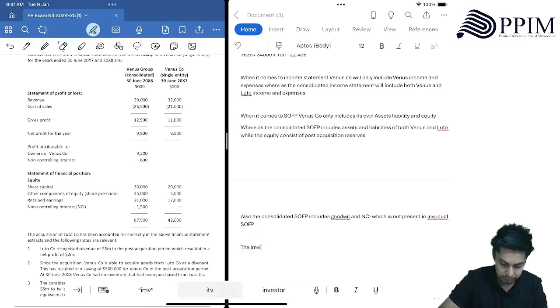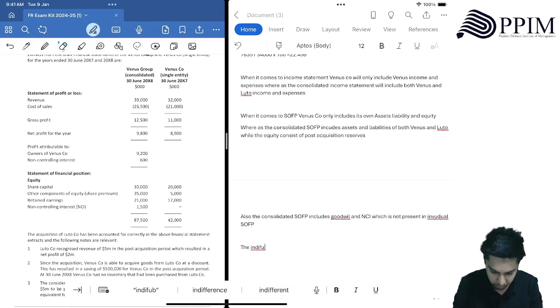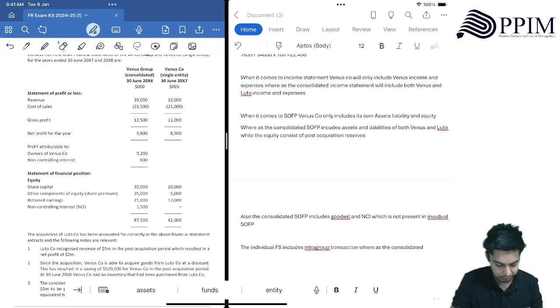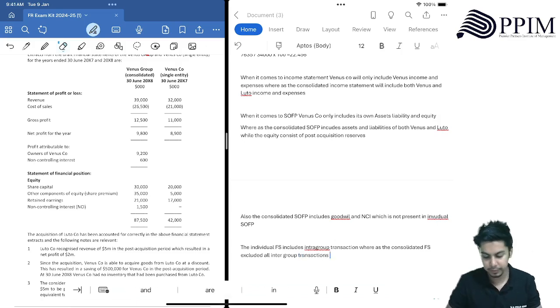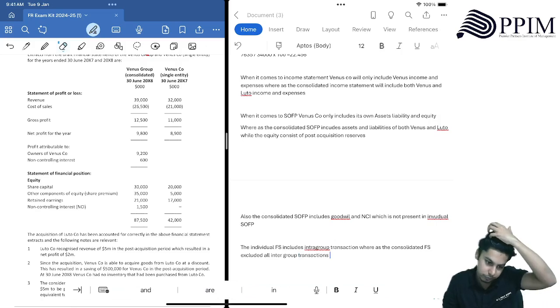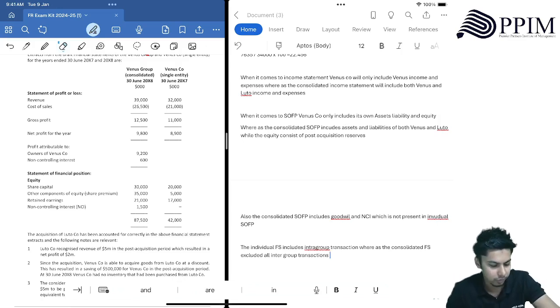The individual financial statements include intra-group transactions, whereas the consolidated financial statements exclude all intra-group transactions. Okay, right.